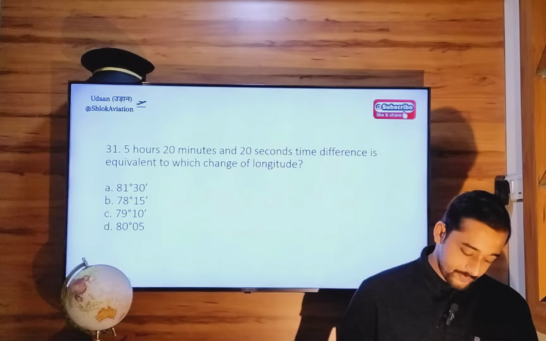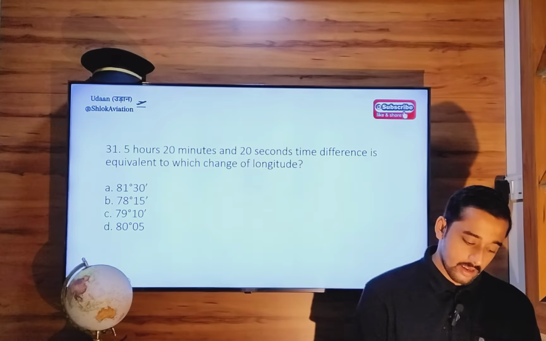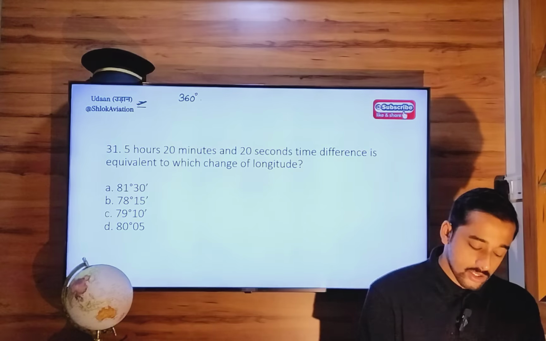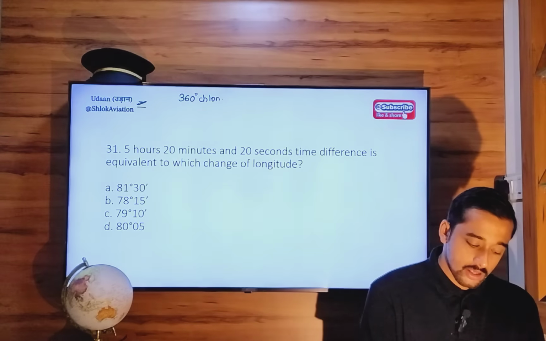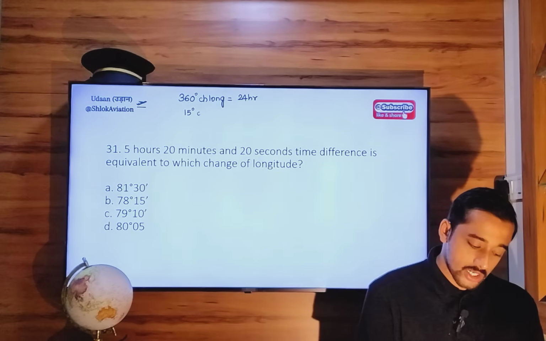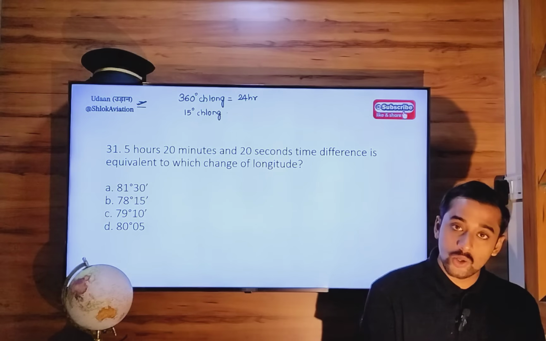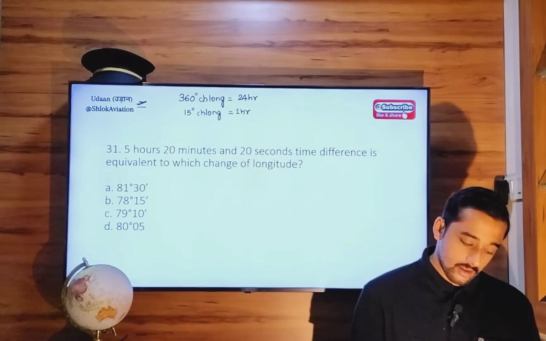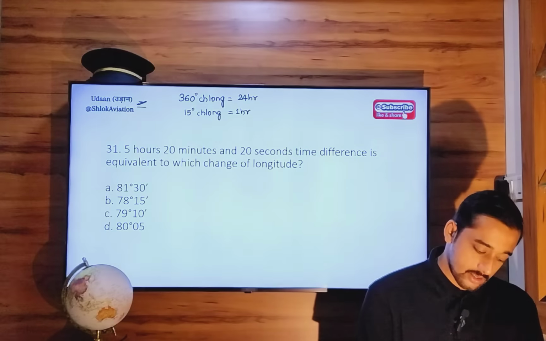Simple question. Now, we all know that 360-degree change in longitude is equal to 24 hours time. 15-degree change in longitude is equal to 1 hour. Okay. So now we will do cross multiplication.